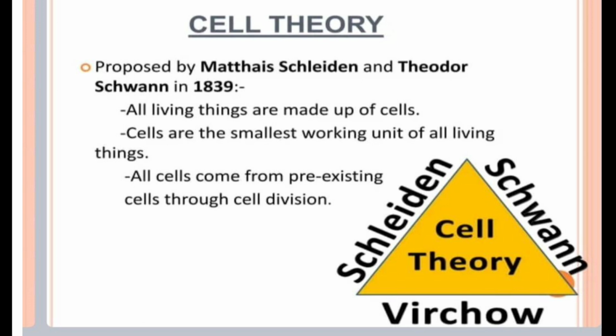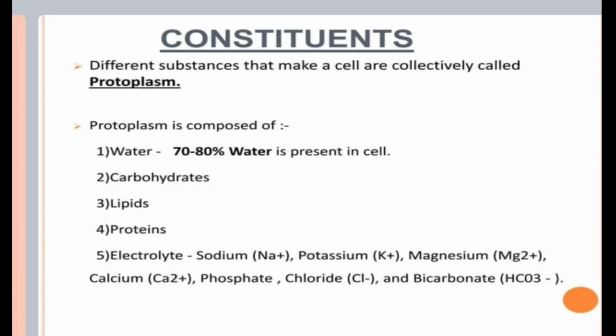So the last statement tells that all cells come from pre-existing cells. Whatever cells were present, from those only it is multiplying and dividing into millions of cells through cell division. So what are the constituents of a cell?